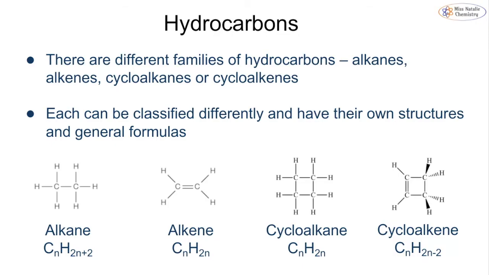So we have alkanes with the general formula CnH2n plus 2. We have alkenes with CnH2n. Cycloalkanes also have CnH2n, but you can see that they have this ring structure as opposed to the double bond. And cycloalkenes have the ring structure and the double bond, so they have the general formula CnH2n minus 2. Now, these two are the ones that we're going to focus on most. If you're asked about cycloalkanes and cycloalkenes, similar to GCSE, they tend to be more problem-solving style questions.